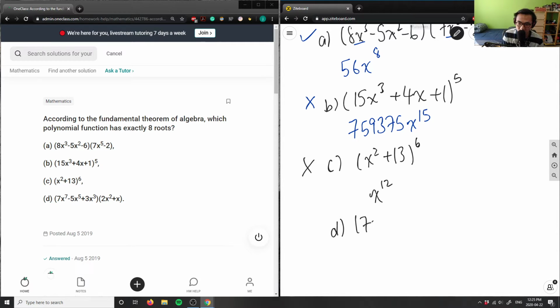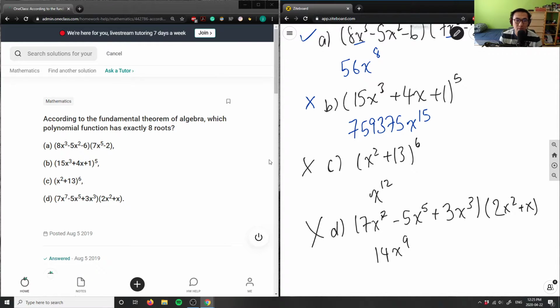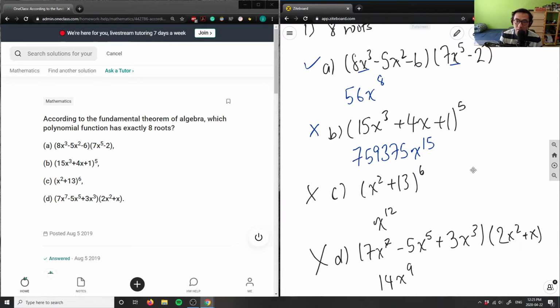And then finally, I have 7x to the power of 7 minus 5x to the power of 5 plus 3x cubed, times 2x squared plus x. I can multiply the first term by the first term here. So 7 times 2 is 14, and x to the power of 7 times x squared, I can add the exponents to get 9. The degree is 9, not 8, which means this option is also wrong. So A is my correct solution in this problem.